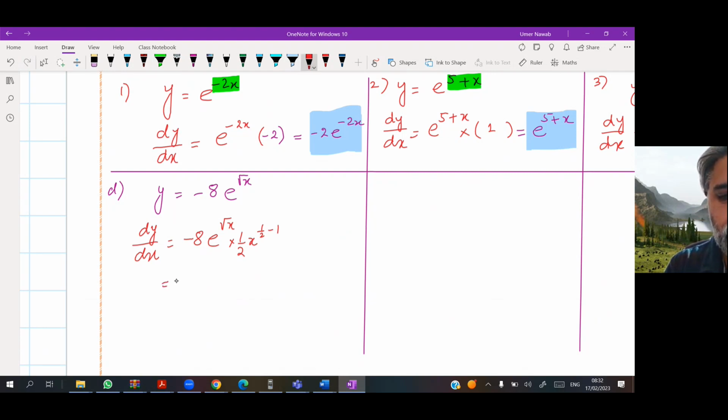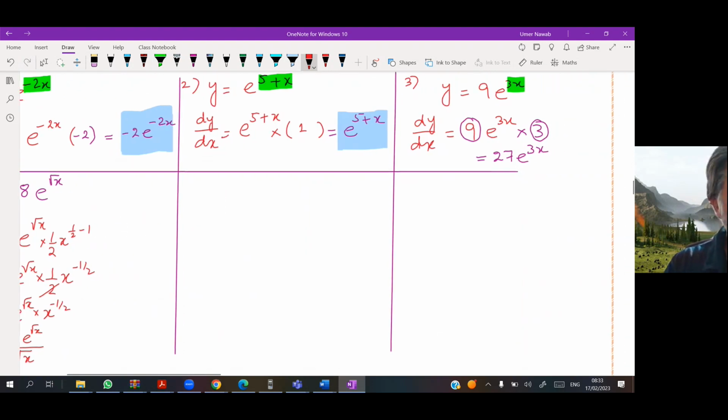Let us write the simple answer. This is minus 1 over 2. 2 cancels with 8, it gives you 4. So minus 4 e raised to power square root of x times x raised to minus 1 over 2. If you want to bring it down, you can write minus 4 e^(square root of x) over square root of x if you want it. Otherwise, there is no need. That is D, and then we go to the e part.